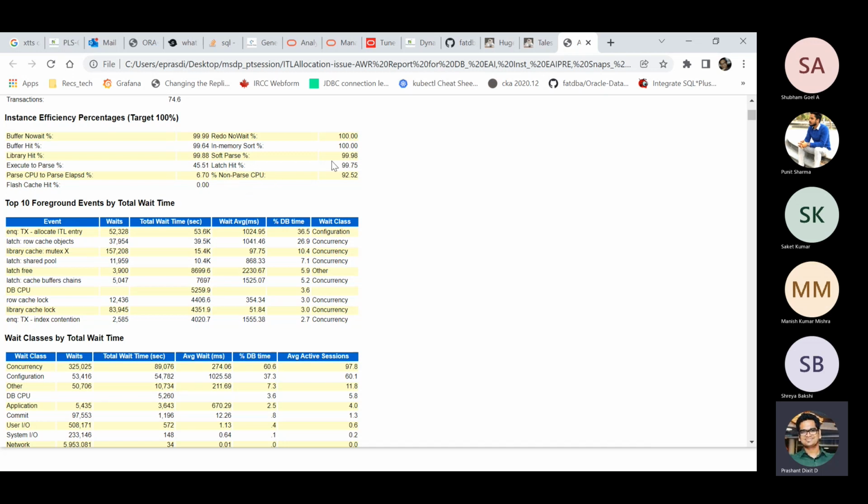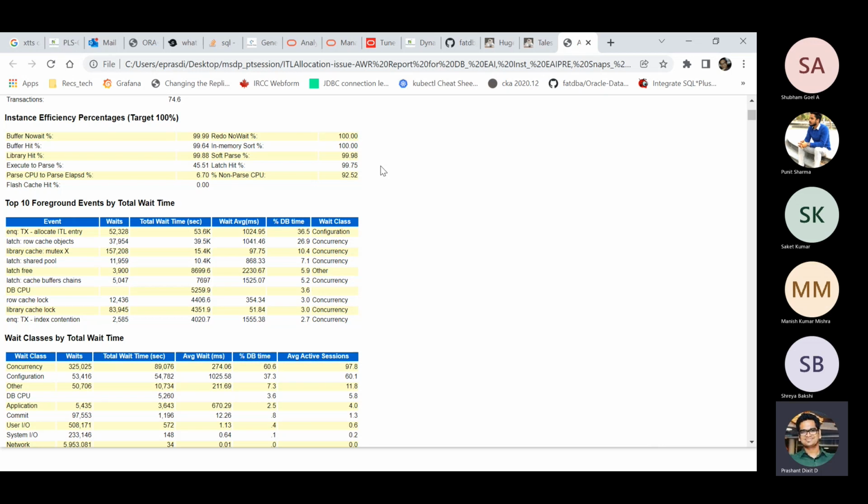Why am I saying misleading? Because a few times, due to some AWR specific bugs, you might see this number going really low, like in the 80s only. So again, you should not treat this metric as a benchmark. You should do the analysis on your own and then reach that conclusion.